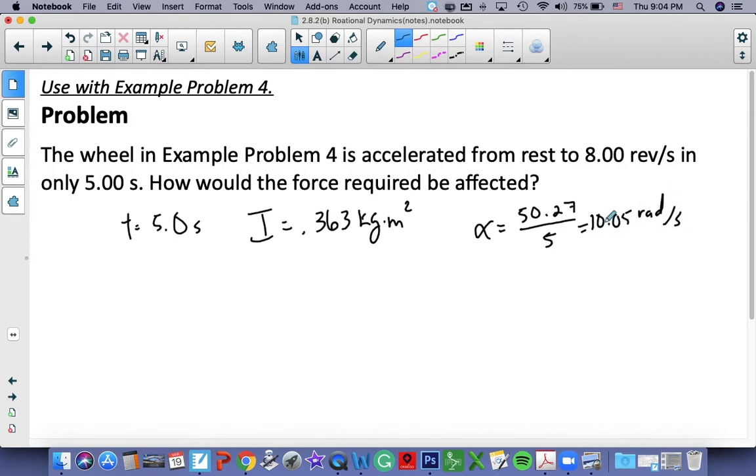Now we should have everything. We might need that radius again, 0.22 meters, if we don't remember it. And our mass was 15 kilograms. I don't know if we need that right now. So we have this. So second law.